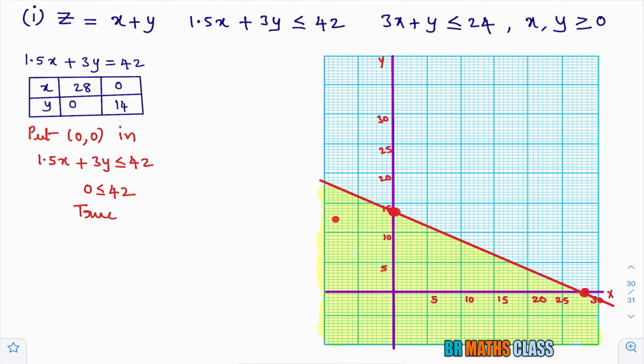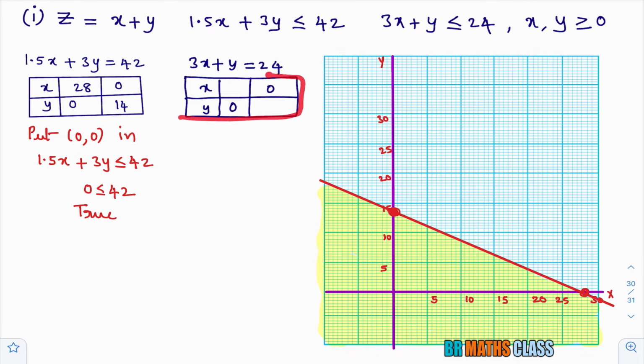This yellow color shaded part is the solution of this inequality. Now to find the feasible region, I'll graph this inequality 3x plus y less than or equal to 24. To graph this, we need the line 3x plus y equal to 24. So to draw this line, we need 2 points on this line.